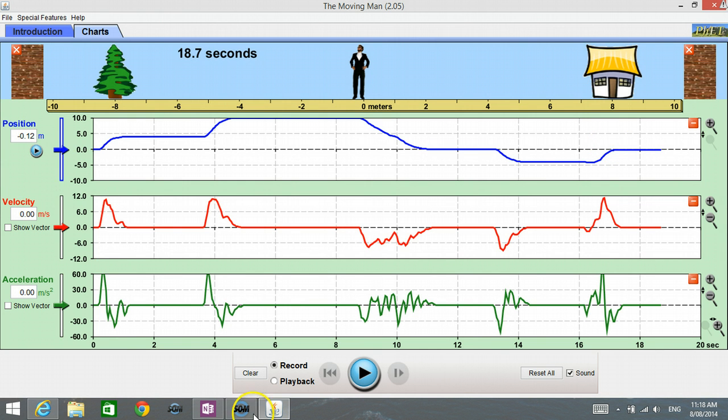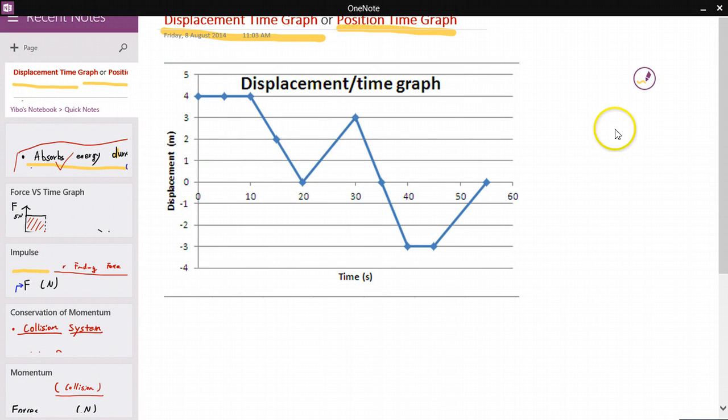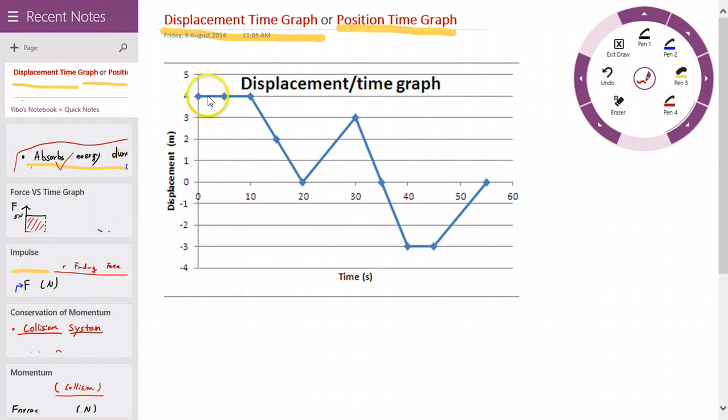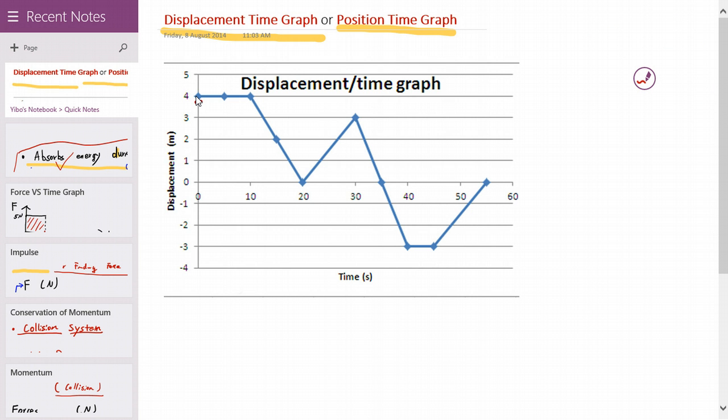Okay, so let's do an example here. Have a look at this graph. At the initial position, when time is 0, the object is here. Say this is the original point. The object is 4 meters further from the original point, because the displacement is 4. It stands still for 10 seconds.